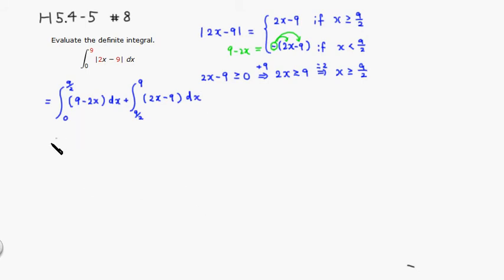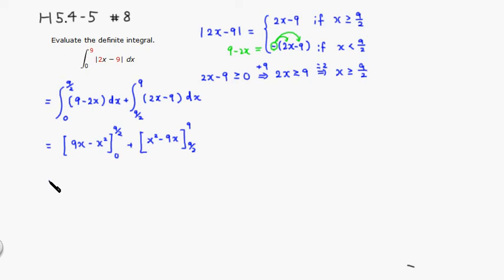Alright, so let's evaluate that using the fundamental theorem of calculus. The antiderivative of 9 is 9x. The antiderivative of negative 2x is negative x squared. Then it goes from 0 to 9 halves. Plus the antiderivative of 2x is x squared, and the antiderivative of negative 9 is negative 9x. Then you're going from 9 halves to 9.